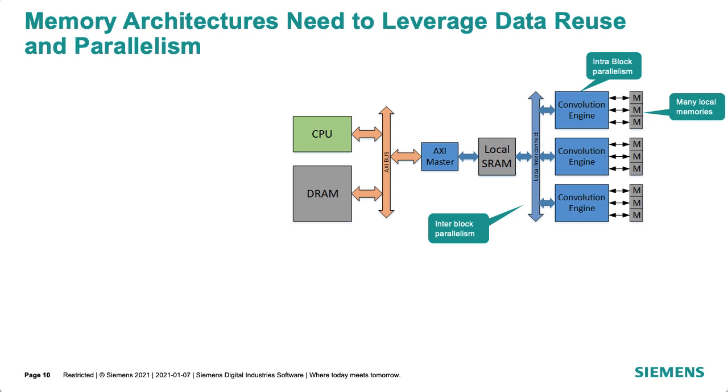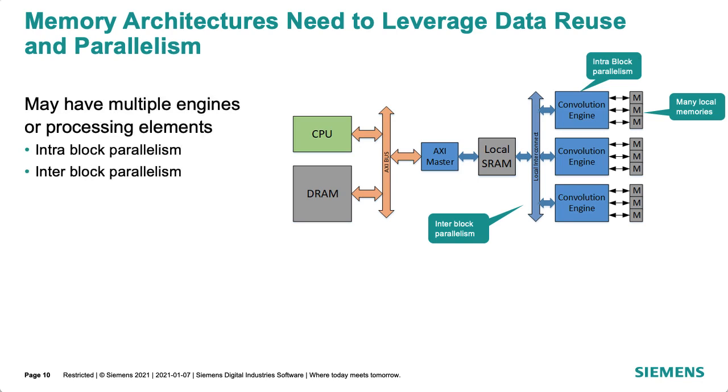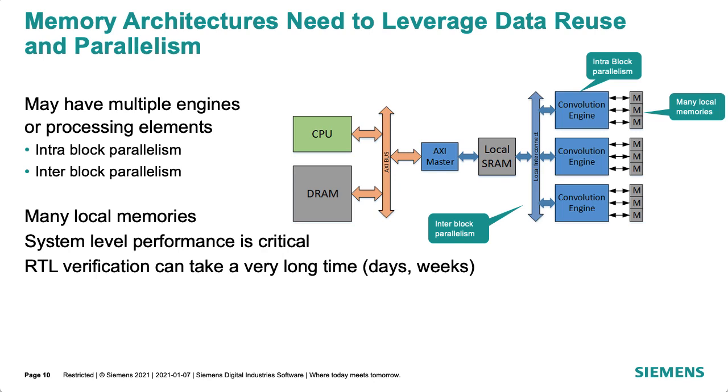Memory architectures often need to leverage not only data reuse, but also parallelism. It is possible that architectures may have or require multiple processing engines or processing elements, requiring both intra-block and inter-block parallelism. This possibly means having many local memories in order to split up the computation and bandwidth requirements, and understanding system-level performance is critical to meeting all of the requirements. And like the previous example, RTL verification can take a very long time, possibly taking days or weeks to verify an inference engine.